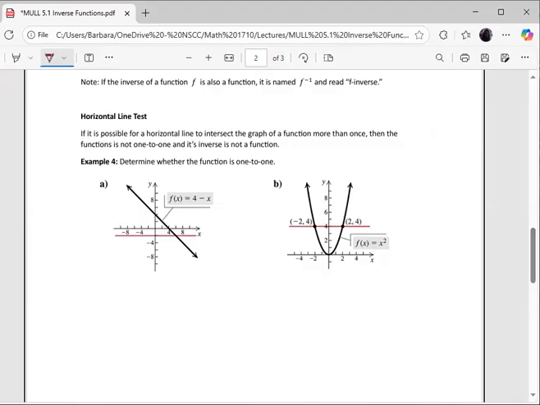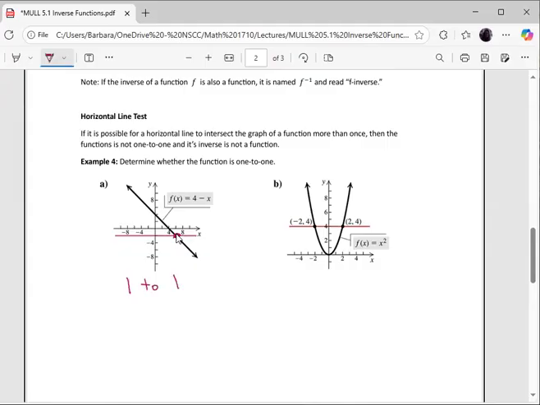All right, so we can do a horizontal line test to see if a function is one-to-one. If you draw a horizontal line through the graph and it intersects it in only one place, then we can see it's a function. So in example 4, determine whether the function is one-to-one. The horizontal line is in red, and we can see that it crosses the graph in only one point. Therefore, the function is one-to-one.